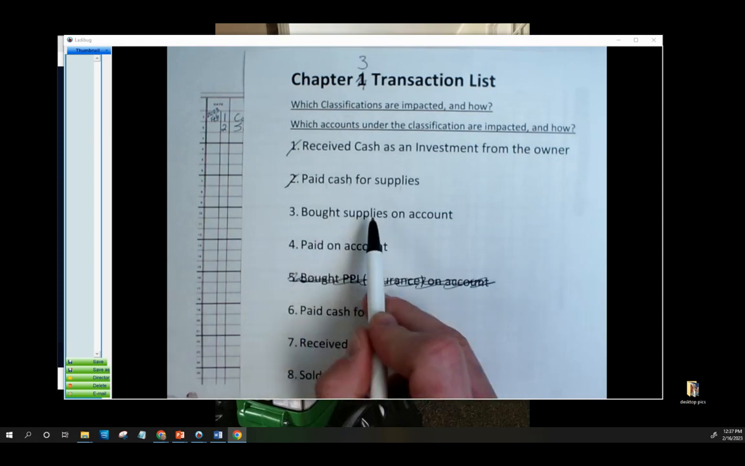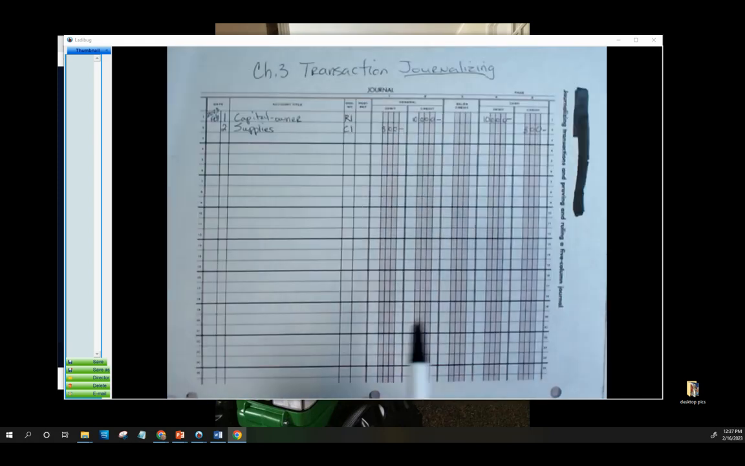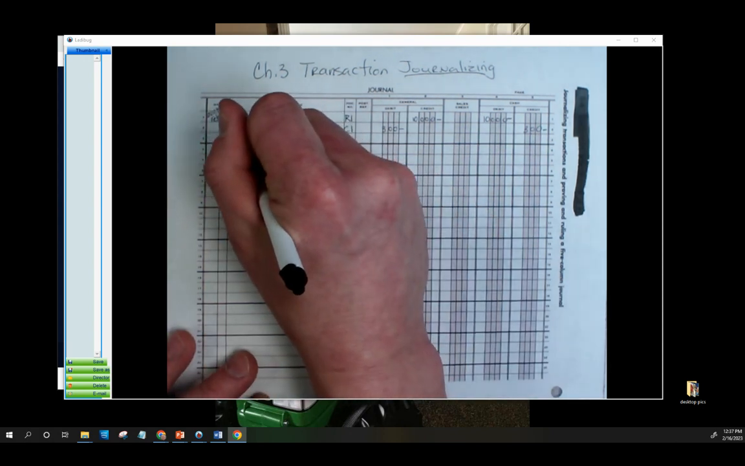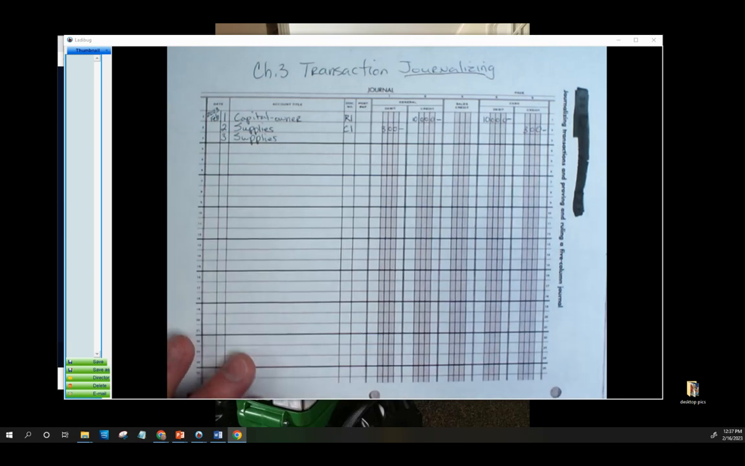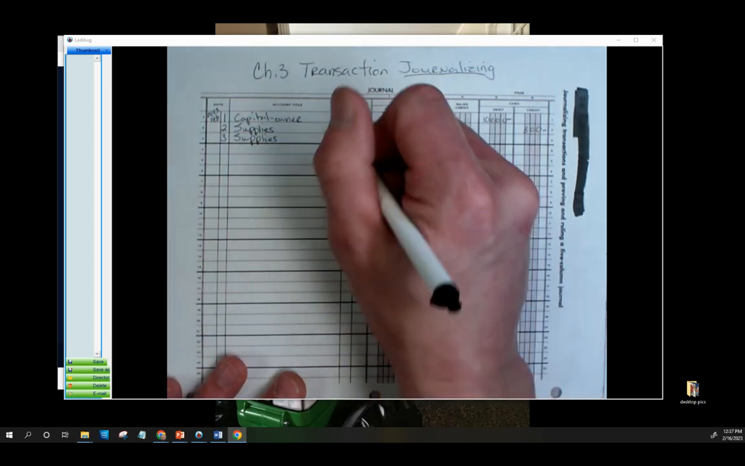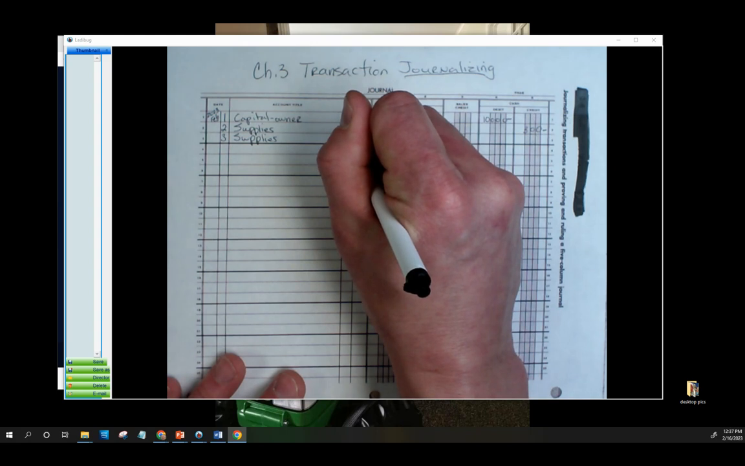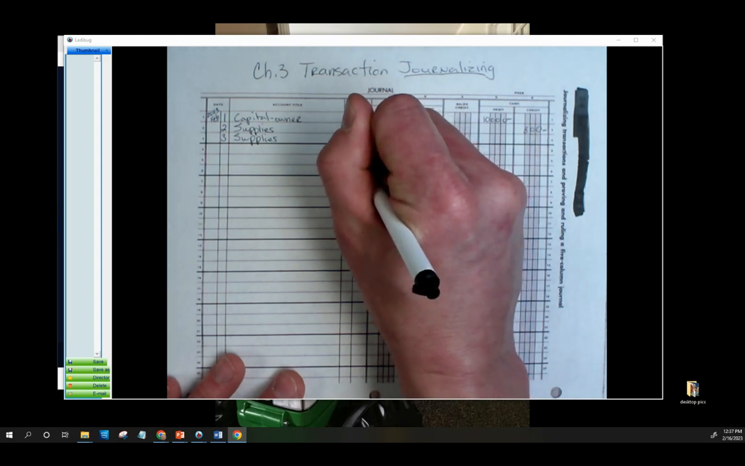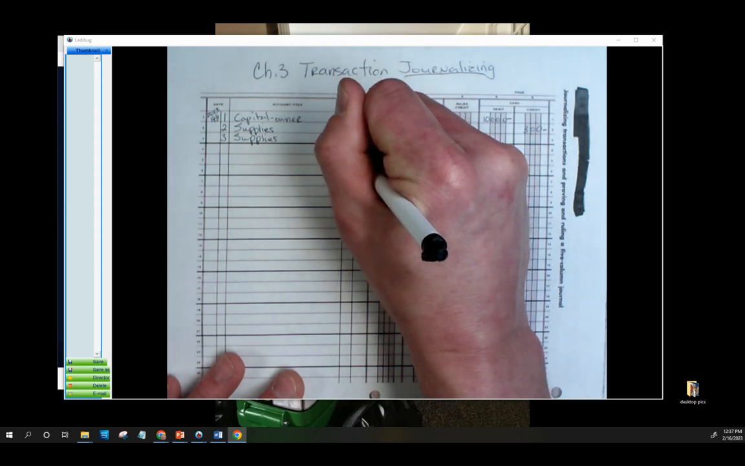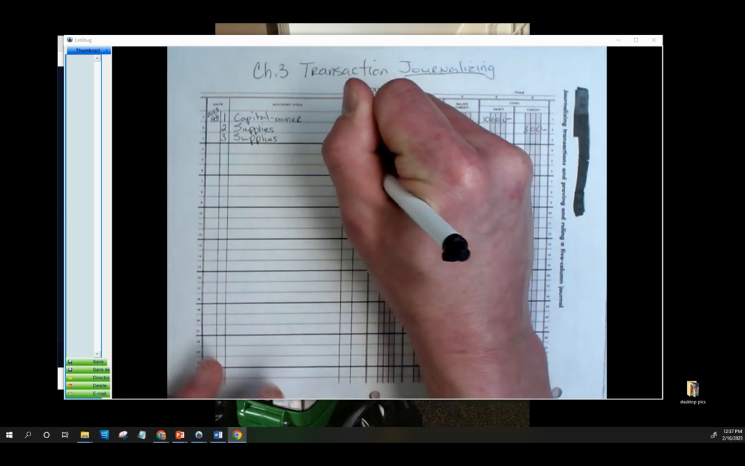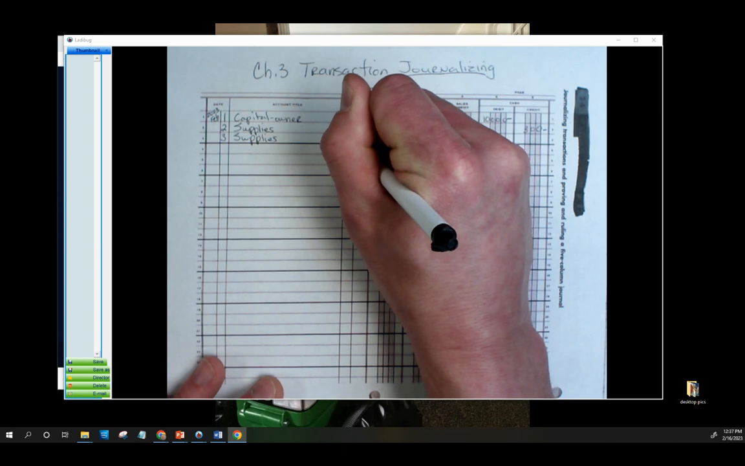Next transaction, bought supplies on account. Other way you can get supplies, pay for it later. We know we're buying supplies. It's on the third of the month, so let's go to that. It's a sales invoice because we are buying. Oh no, I'm sorry. This is a receipt. No, this is a memorandum. I'm so sorry. This is a memorandum.